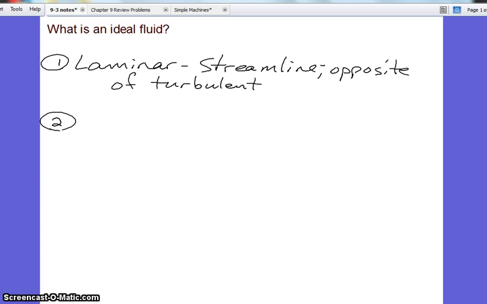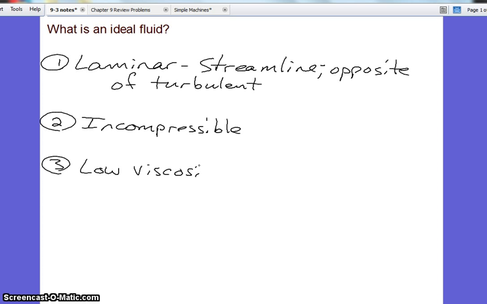The second thing that makes something an ideal fluid is that it is incompressible. Now, of course, everything can be compressed a little bit, but it's as close to being incompressible as possible. And the third thing is that it has a low viscosity. Viscosity is the thickness of a fluid.